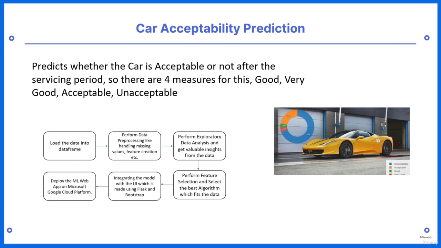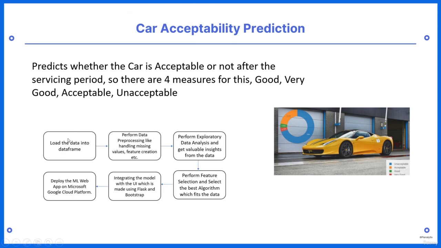We can even consider it as before manufacturing or before coming into production. After manufacturing and before getting into production, whether the car will be acceptable by the public or not. So there are four kinds of classes as per this data set: one is unacceptable, one is acceptable, one is good, and one is very good. So it's a multi-class classification problem.